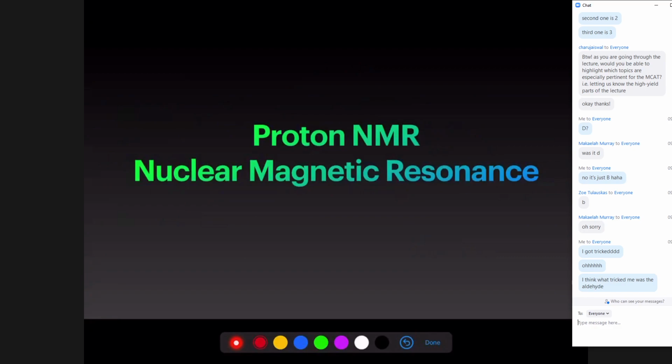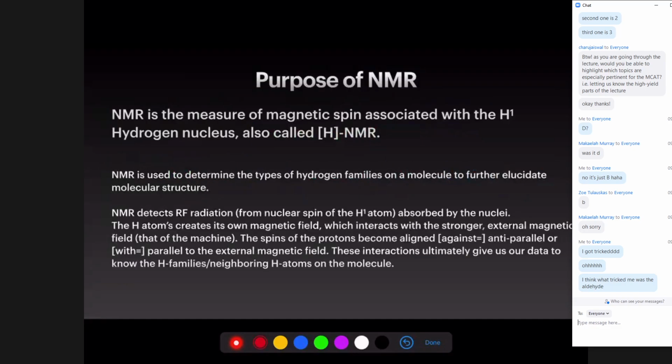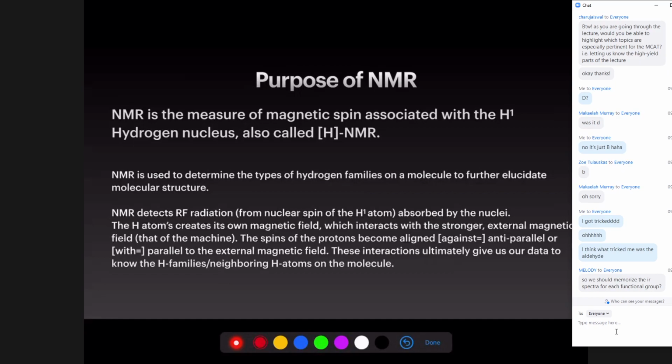So let's go on to proton NMR, that's nuclear magnetic resonance. In organic chemistry, we learned that we have carbon NMR spec and we have proton NMR spec. I have never seen carbon NMR on the MCAT, but that's just my experience.